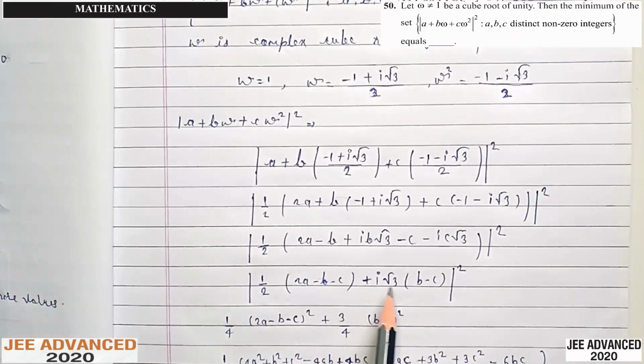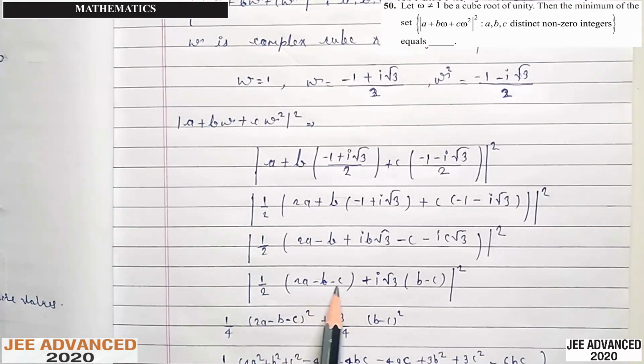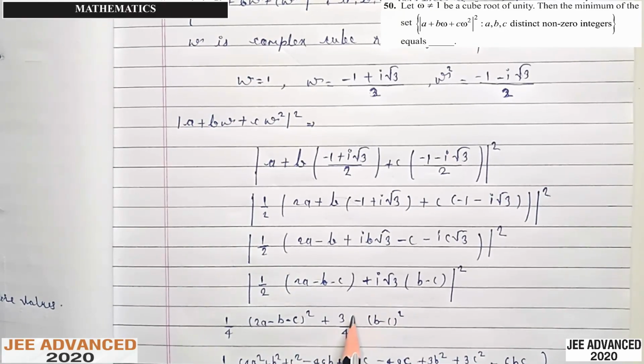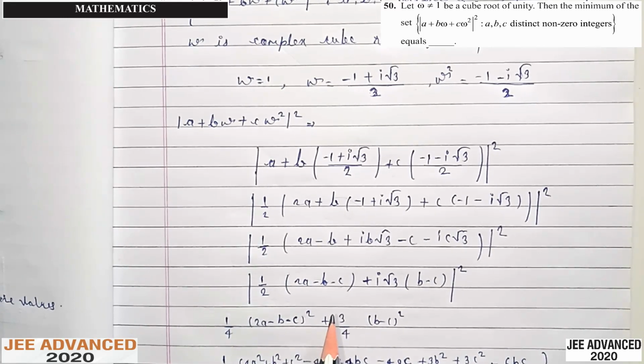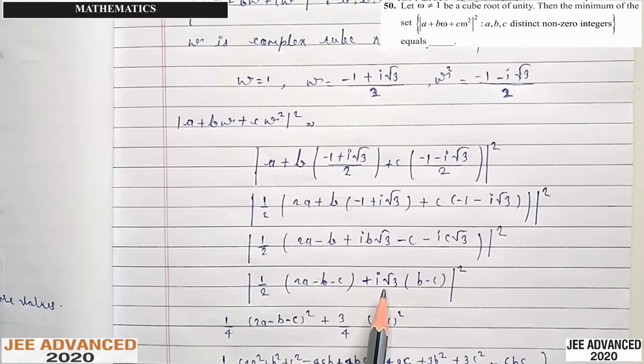I taken just the element common from here. So 1 by 2 square is 1 by 4 here: 2a minus b minus c bracket square plus 3 by 4, that is 1 by 4 here also. Root 3 square means 3, and b minus c bracket square. I took the square directly because it is applicable here, but sometimes you cannot apply it directly. What you need to do is take x plus i times y, find out the modulus, multiply by 1 by 2 and find the square.